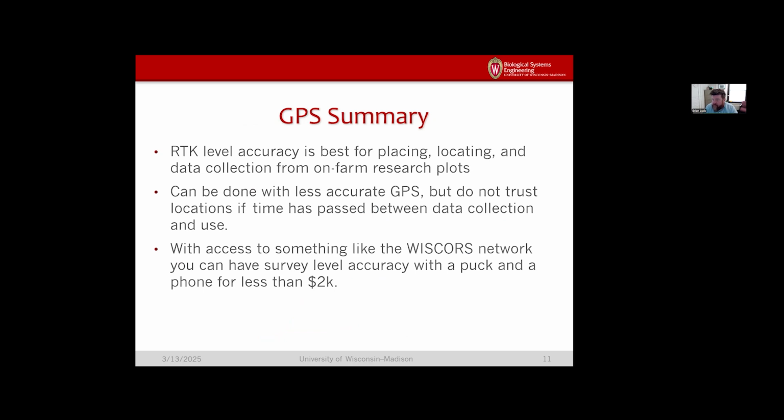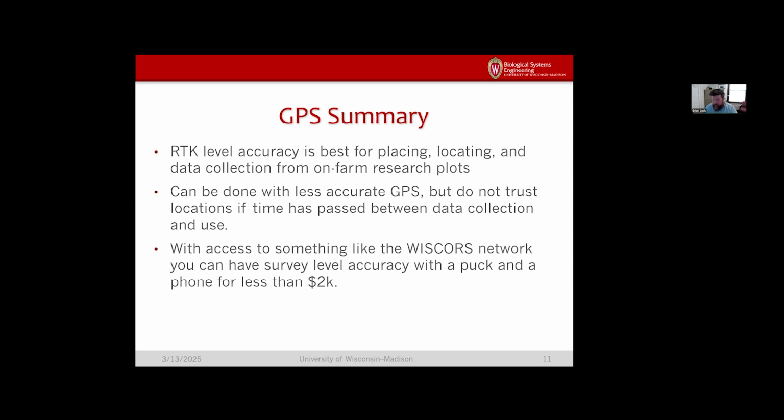RTK level accuracy is the best. If you're looking to do something within our on-farm research, I would say make certain that your producers have some kind of correction that they're using. It may not have to be RTK, but at least something better than the wide area augmentation system. Generally, the way to ask that is, are you paying for a correction signal? And if they say no, then they're probably on the WAAS network versus utilizing some kind of RTK or better correction.